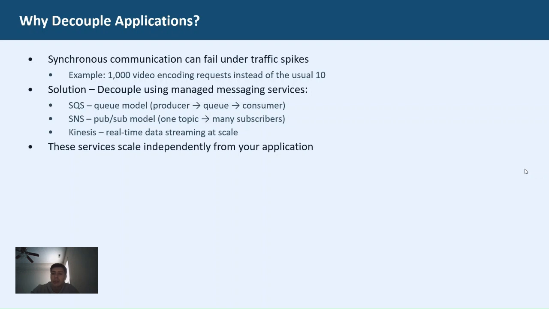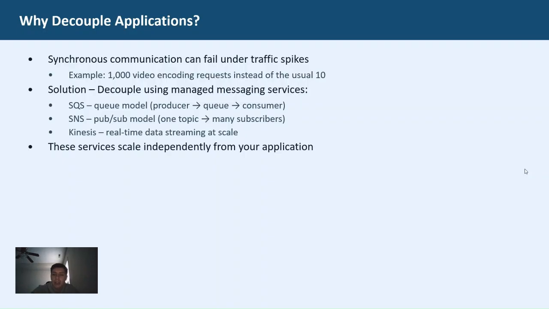So, synchronous communication between applications can break down under traffic spikes. If you normally process 10 videos but suddenly a thousand come in, the system fails over. The solution is to decouple your applications. With SQS, you use a queue model. Producers send messages and consumers process them at their own pace.